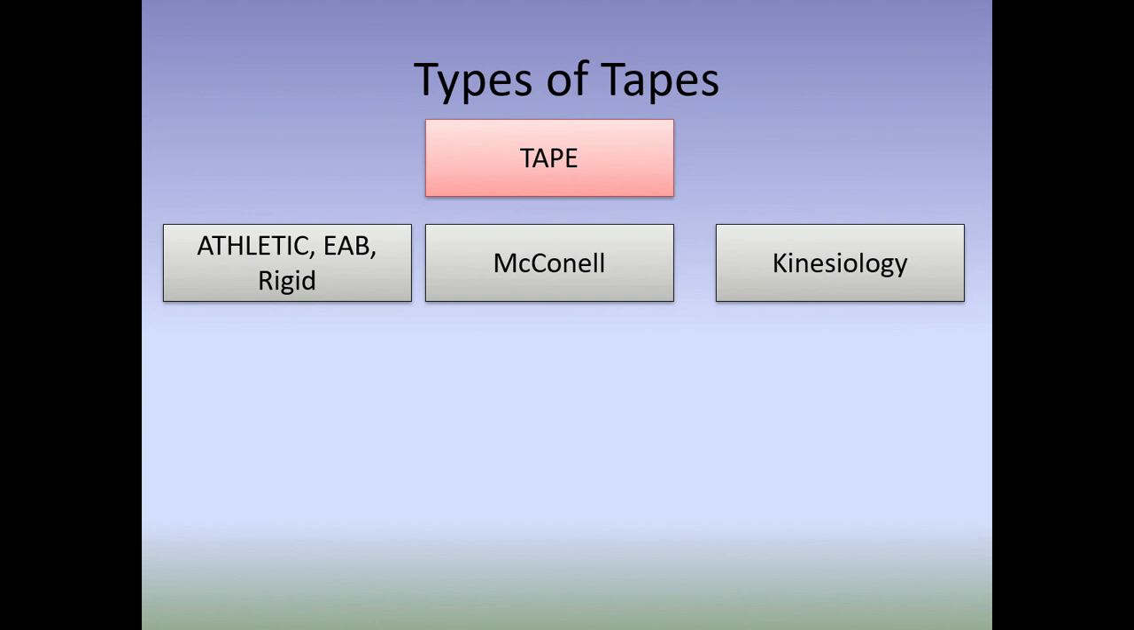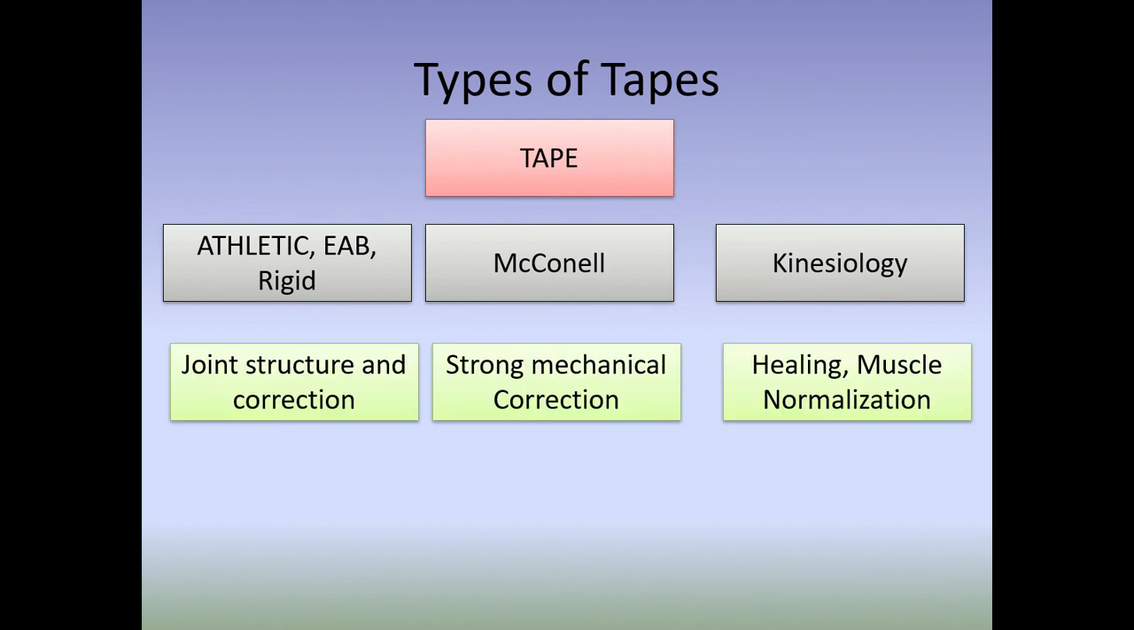Athletic, elasto-adhesive bandage and rigid have 0% stretchable capacity. Thus, they are very important when you want to maintain a joint structure and its function. Mueller has only 20% of the stretchable capacity. Thus, it is very important when we are talking about strong mechanical correction. Kinesiology tape has 55 to 60% of stretch capacity. Also, it is known as dynamic tape. Thus, it is very important when you are talking about healing and muscle normalization.